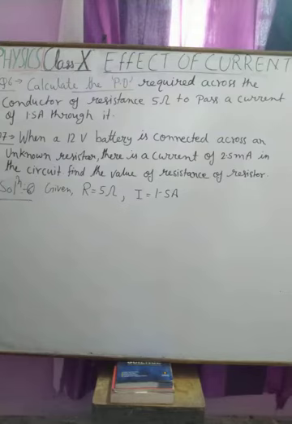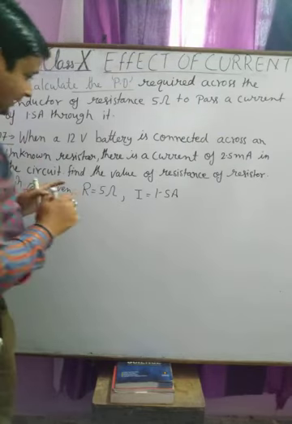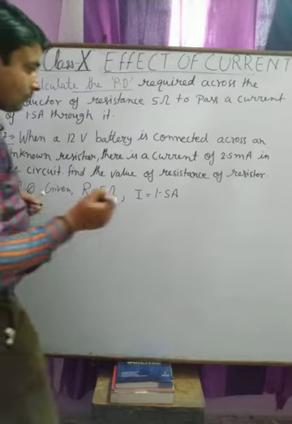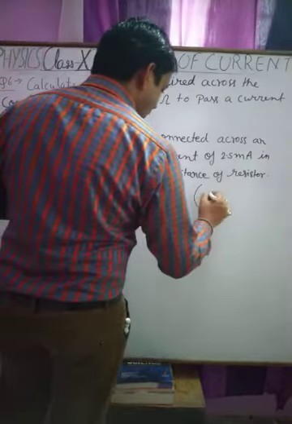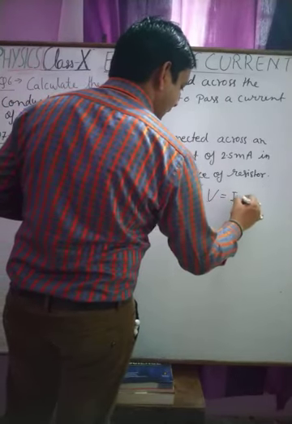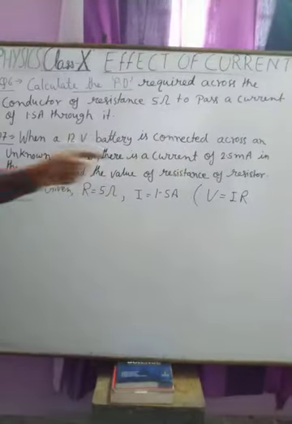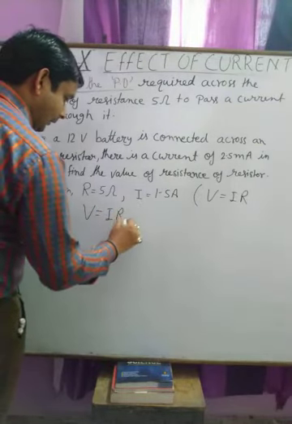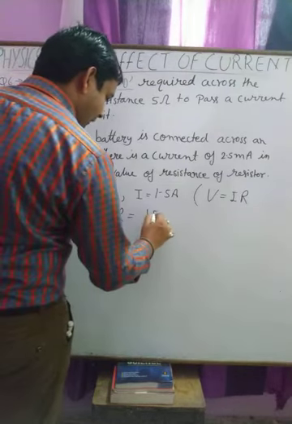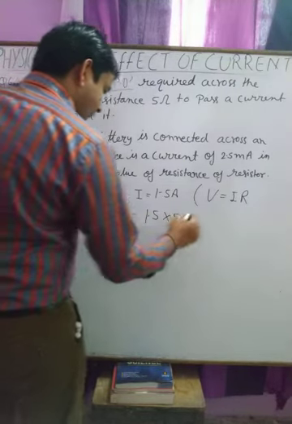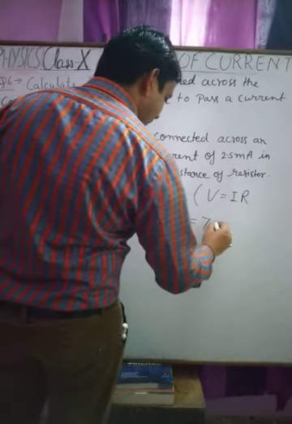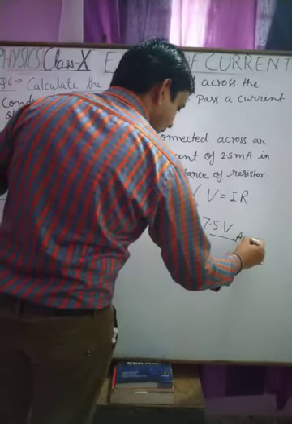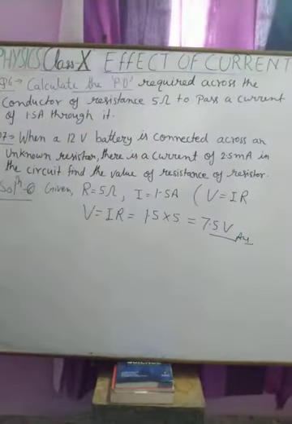across the resistor. Okay, for calculating the potential difference we have the resistance and I, and according to Ohm's law the potential is IR. We are using this formula here. V is equal to IR, and we have 1.5 into 5. On solving this we are getting 7.5 volt. This is the answer of question number 6.